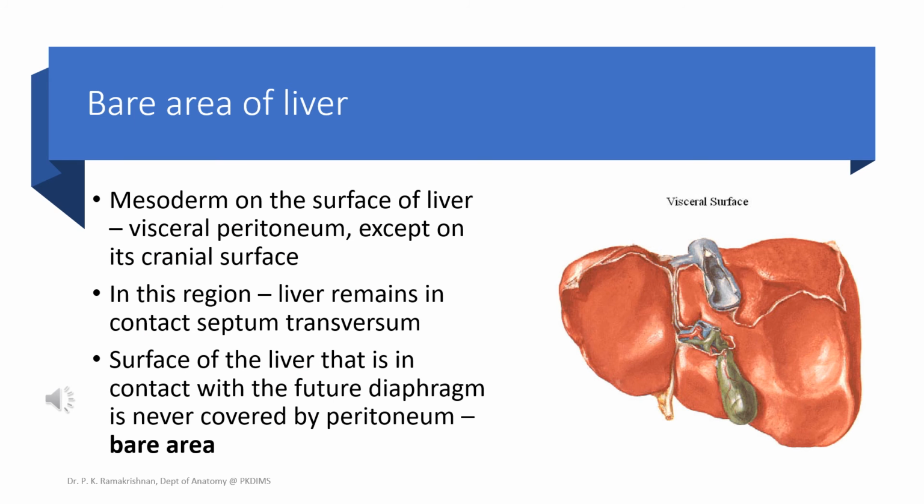Now we'll see an interesting point regarding the development of the liver. The mesoderm on the surface of the liver forms a visceral peritoneum which covers the liver except on its cranial surface. In this region, the liver remains in contact with the septum transversum. The surface of the liver that is in contact with the future diaphragm is never covered by peritoneum, and this area is represented as the bare area in the adult liver. You will study more about the bare area in your gross anatomy class on the liver.